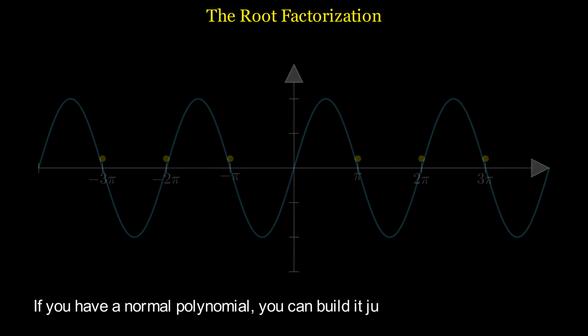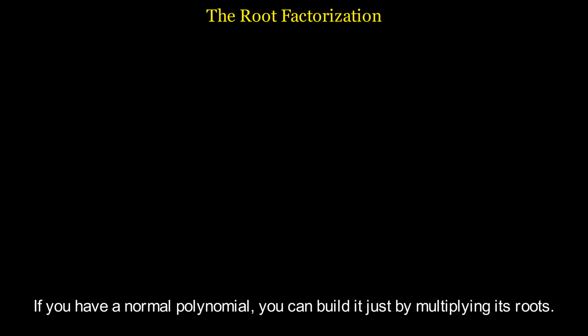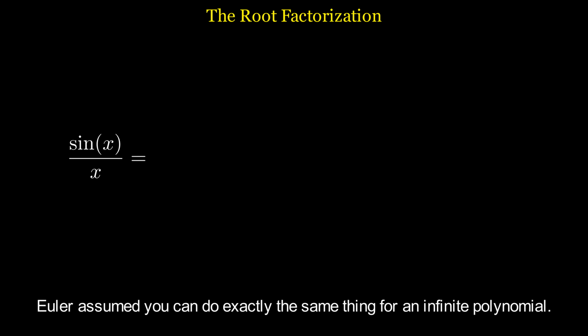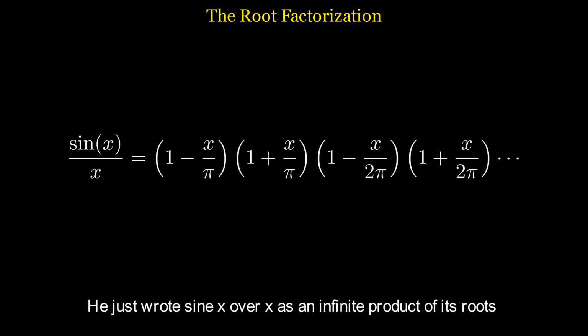If you have a normal polynomial, you can build it just by multiplying its roots. For a root r, you multiply by 1 minus x over r. Euler assumed you can do exactly the same thing for an infinite polynomial. He just wrote sine x over x as an infinite product of its roots.